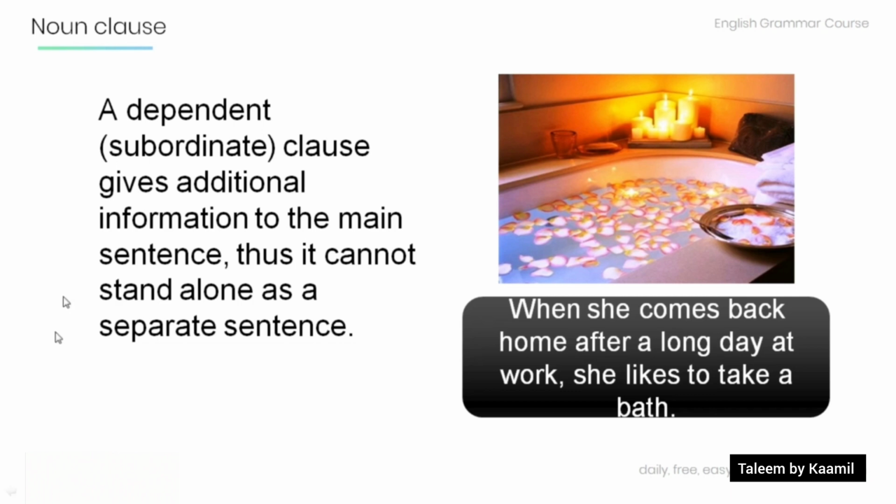Have a look at the example over here. When she comes back home after a long day at work, she likes to take a bath. Now, the dependent or the subordinate clause in the sentence is "when she comes back home after a long day at work." And note that it's used to give us additional information about the main sentence: she likes to take a bath.